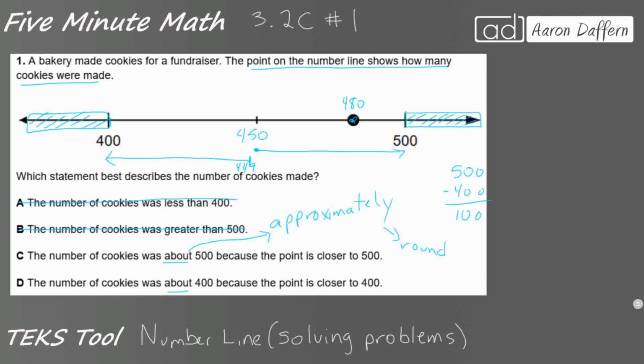All right, if I got anything in here between 450 and 400, starting at 449 down, I would say it's about 400, but that's not the case. It's about 500 because why? Why does it round up? Because it's closer to 500. So our answer is C.